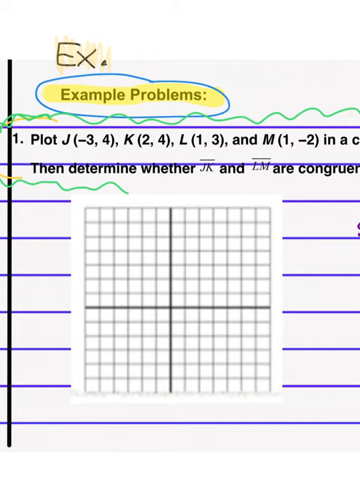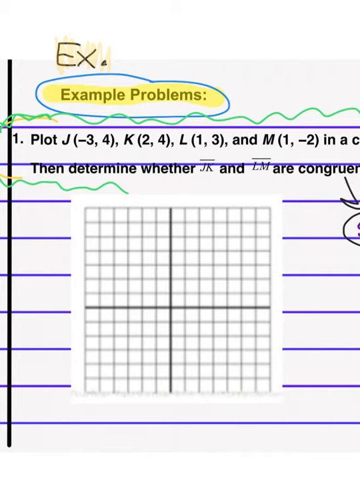Then determine whether line segment JK and line segment LM are congruent. So if you need to pause the video and write it down, go for it. Then you can sketch this. If you want to use a piece of graph paper, you can. If you just want to sketch a coordinate plane with your pen and pencil, that would also work. Also, the word congruent in geometry means equal or the same.